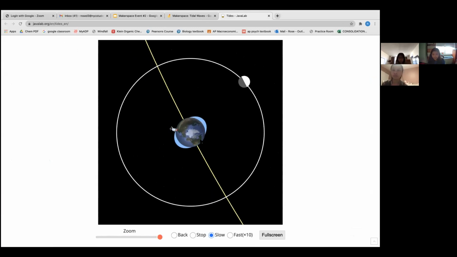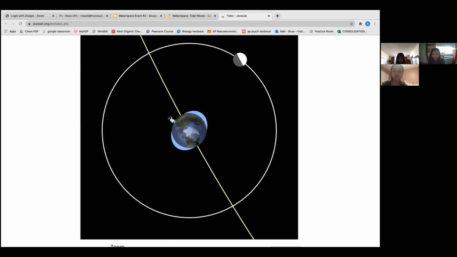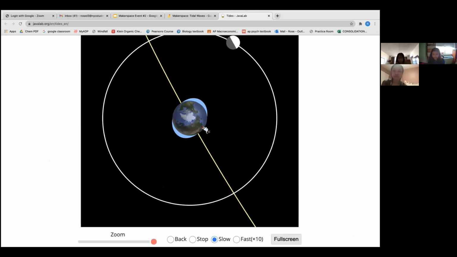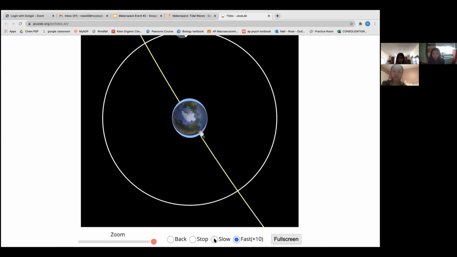So as you guys can see, you see that the tidal waves have like high ends, and then you see like they have low tides at the other side, right? And this happens when you make a 90-degree angle. Like let's wait until the moon goes to, and then stop it when it's on the line, and then we can show it.